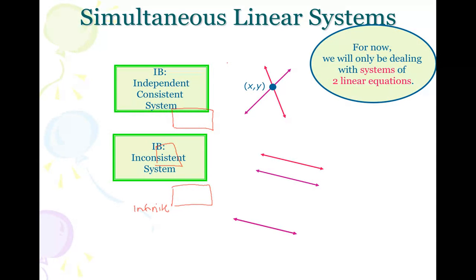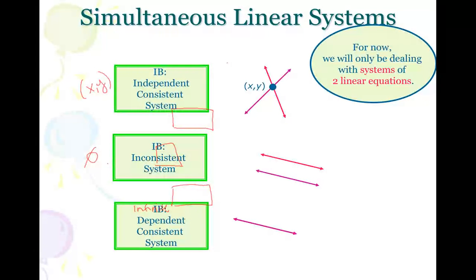If you have it where there are no solutions, that is what we refer to as an inconsistent system. If you have it where there are an infinite number of solutions and you're writing the equation of a line, that is what we call dependent consistent. Independent consistent is one solution. Inconsistent is no solution. Dependent consistent is infinite solutions.